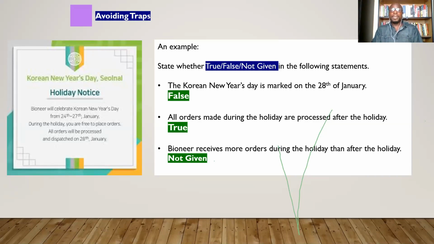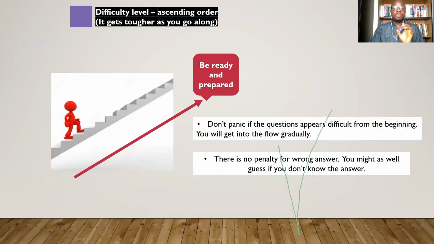It's not false, because false would mean that in the passage they talked about orders during the holiday and orders after the holiday, and maybe orders after the holiday is more than during the holiday. Then the answer becomes false. But that has not been given to us. So these are some of the things you need to practice over and again, so that you get used to the way questions are. Now, difficulty level.